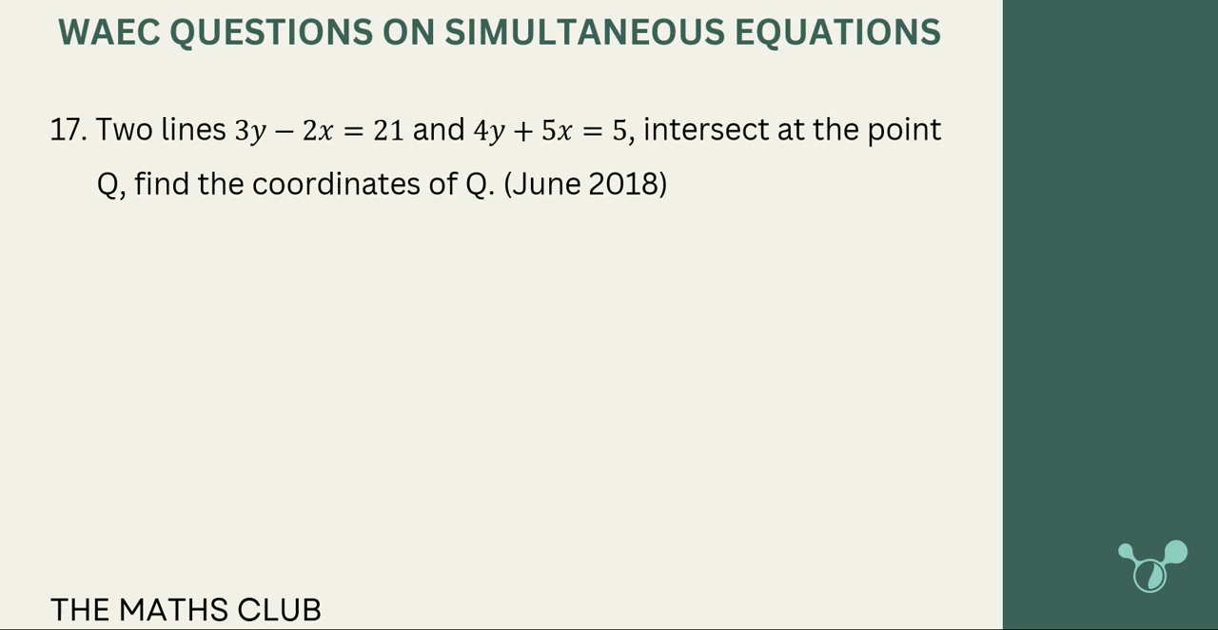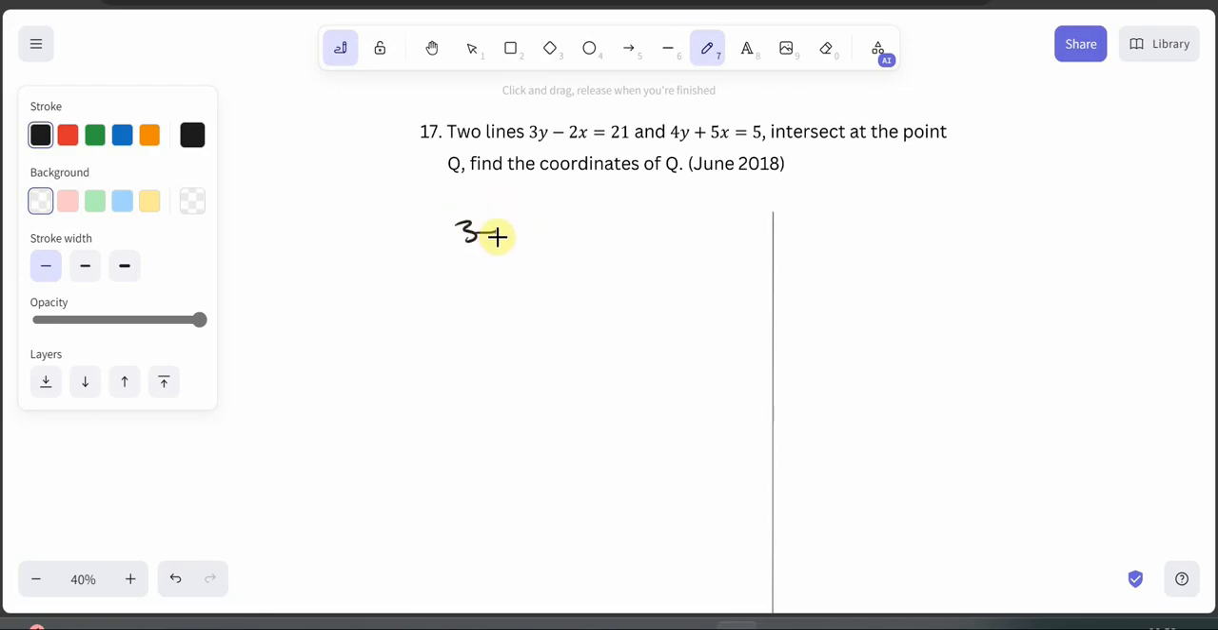If this is strange to you, I want you to watch that previous video to this. We actually did the graphical method. See that I've not solved any one graphical method because it's actually very stressful. So I want you to pause the video and try this out yourself. Welcome back. Let's continue. So we're told that 3y minus 2x is equal to 21 and 4y plus 5x is equal to 5.